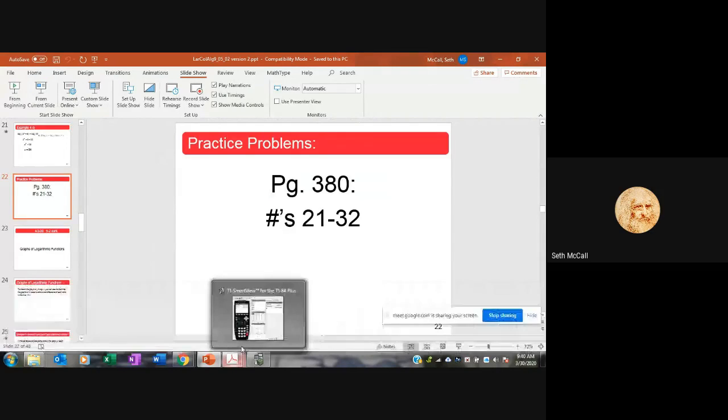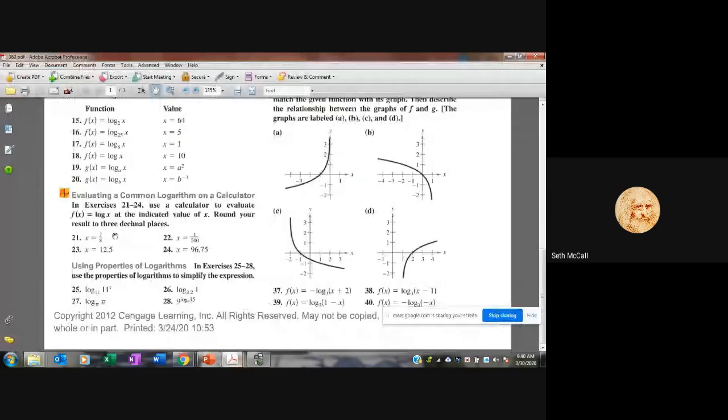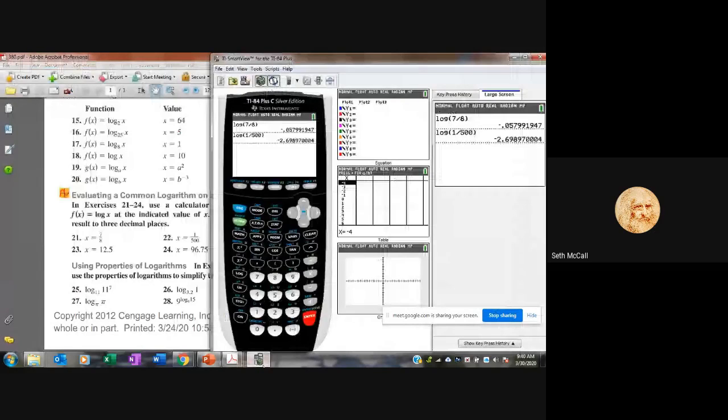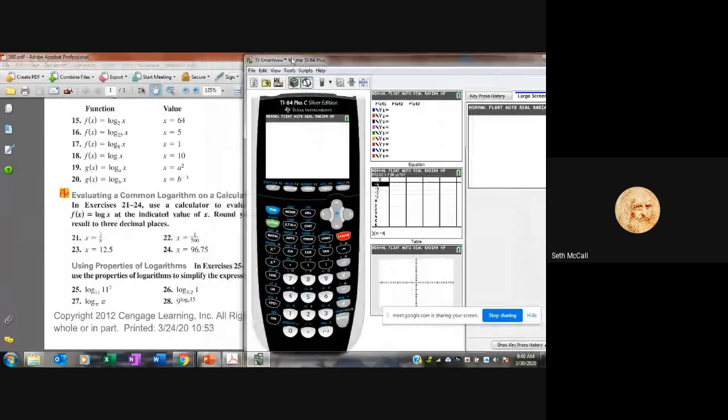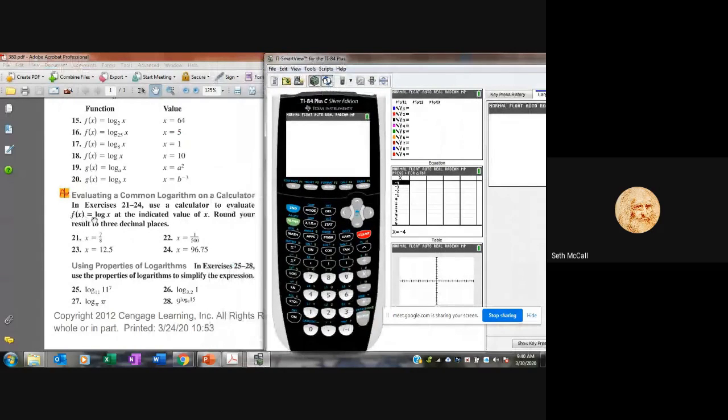So on page 380, for number 21 through 24, these four problems simply involve you typing into your graphing calculator what they gave you. The directions are for you to use a calculator to evaluate f of x equals log of x. Notice there is no base on this log listed, therefore it's base 10, so we can simply use our log key. So the first one, you're going to press the log key followed by 7/8, and then your enter key, and you get negative 0.05799.